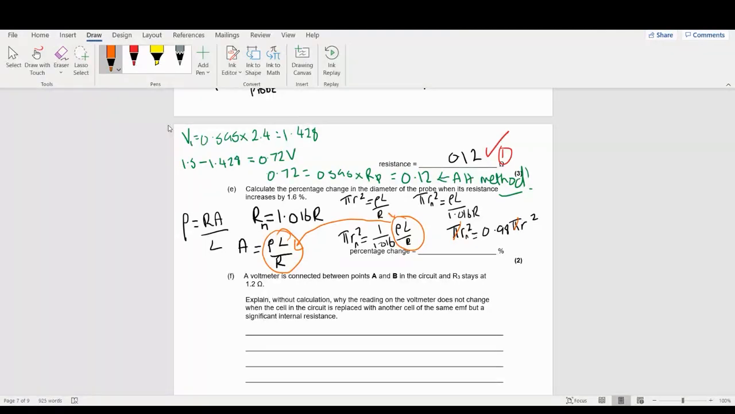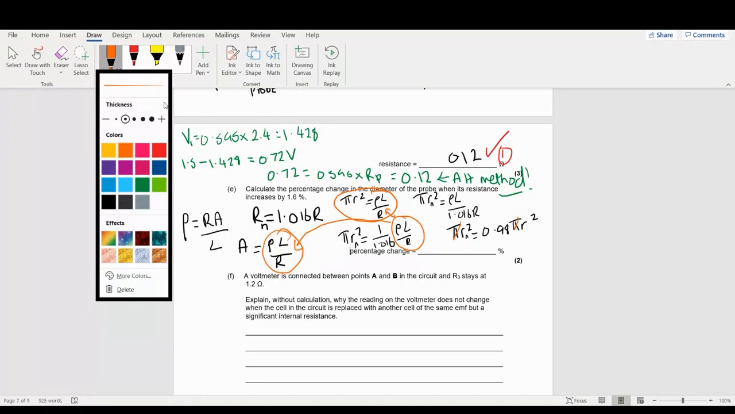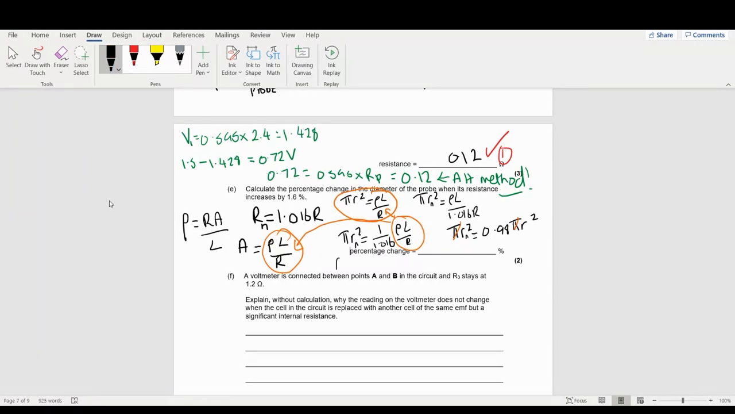Or to be more specific, looking at the formula that I've got up here. I know that I'm going to square root it to get it out. So I know that the new radius is going to be, square root my answer, 0.99 of R here. So the new radius is going to be 0.99 of the old radius there. So the change in the radius is going to be 0.01, which is about 1% there.